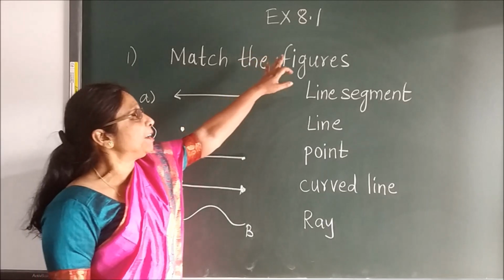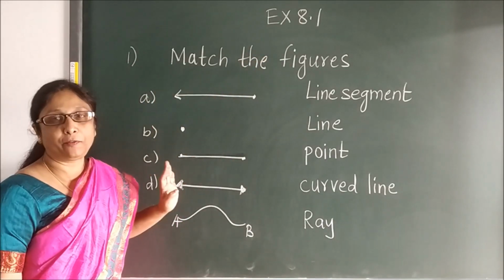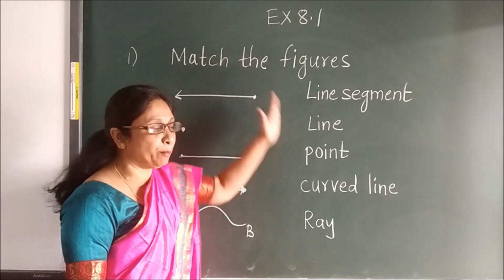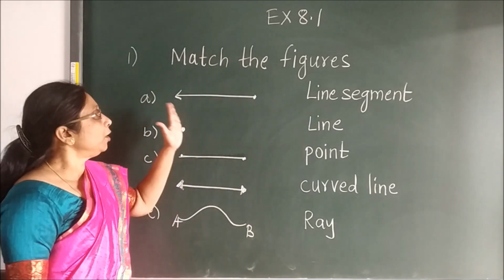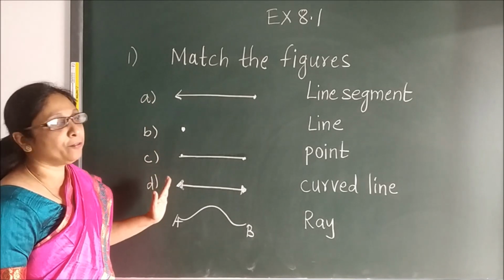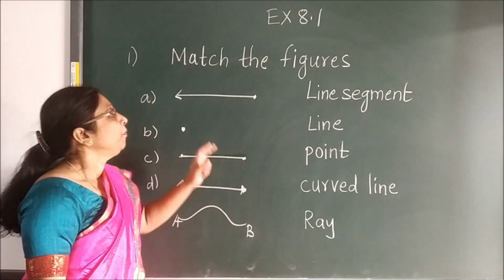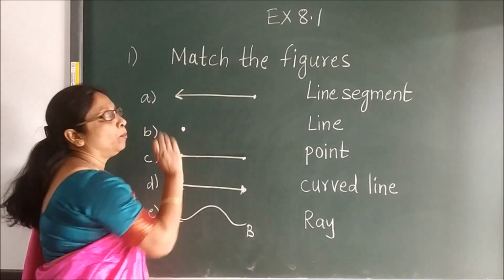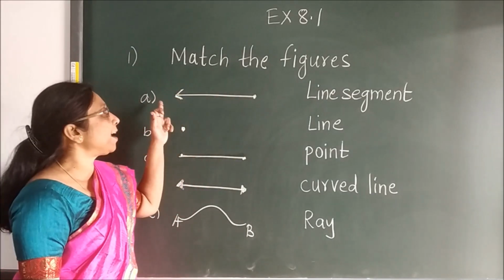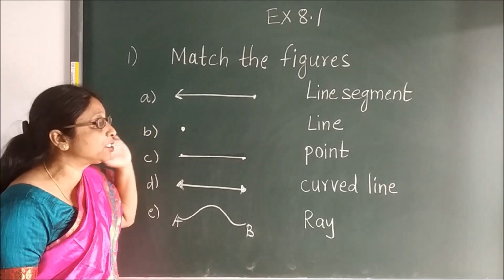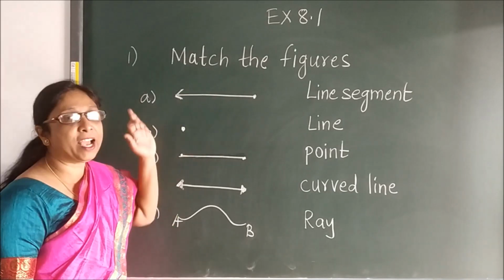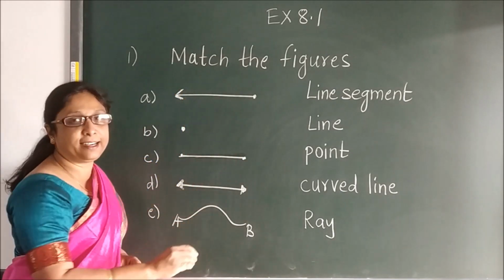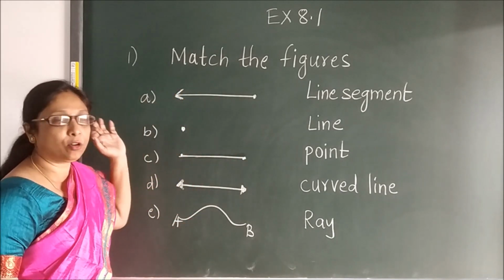In exercise 8.1 we'll see match the figures. Here on one side the figures are given and on the other side the names are there. Now you have to identify first and then match it. You see here one dot and one arrow. One dot and one arrow signifies a ray. This is the fixed end point and this is the extended line. You can extend it.